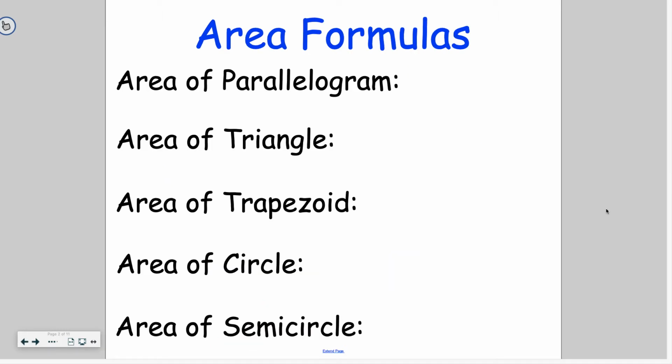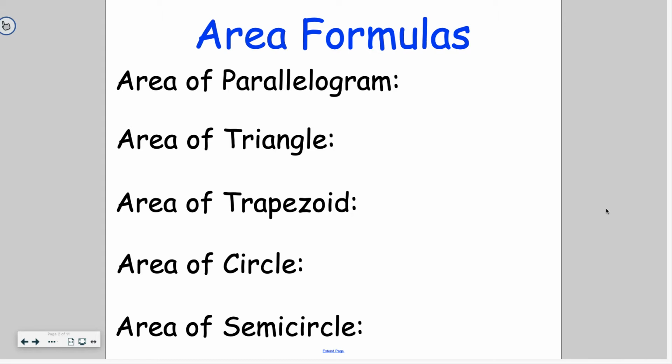So we talked about in lesson 9.3a, that last one we did in school together, that composite figures are made up of more than one shape. So it's going to be more than one shape put together to make a bigger space. Just a quick review of all the different area formulas that we have covered.